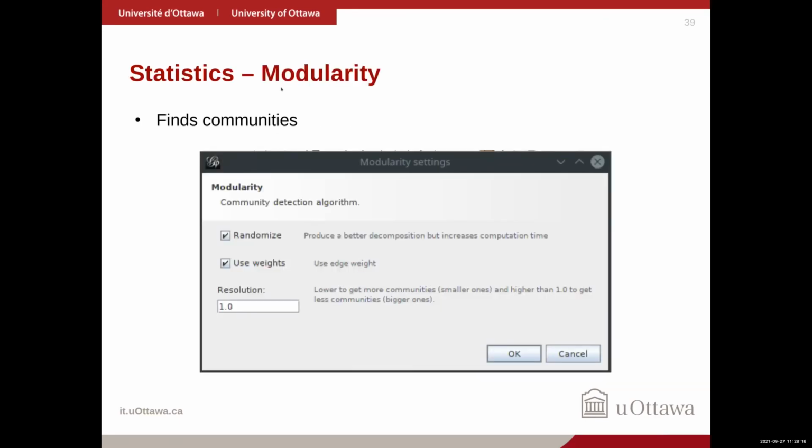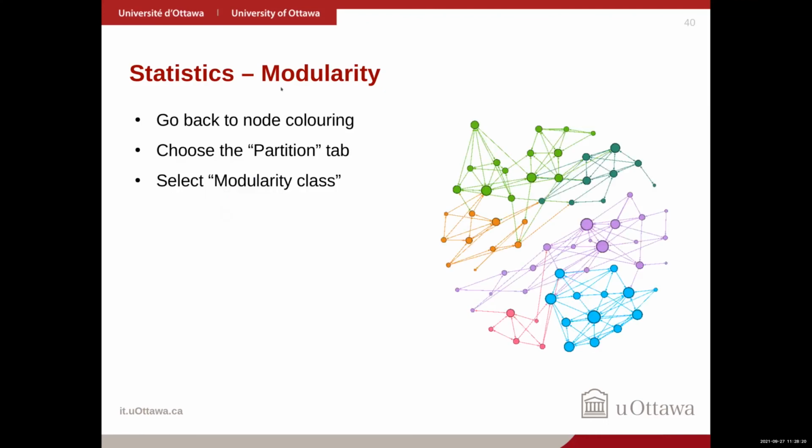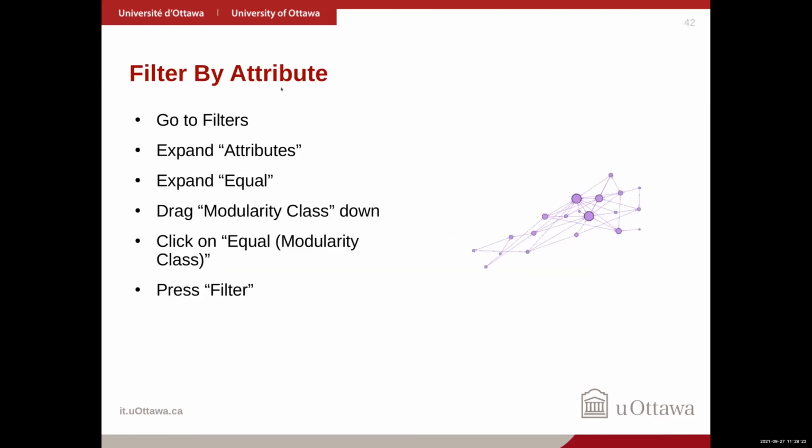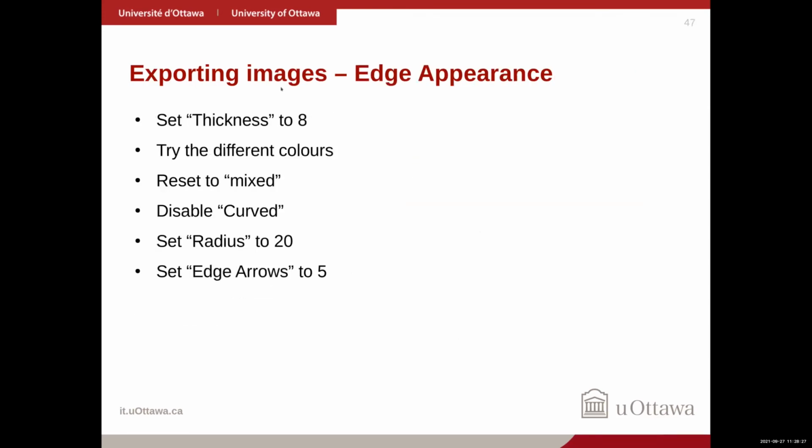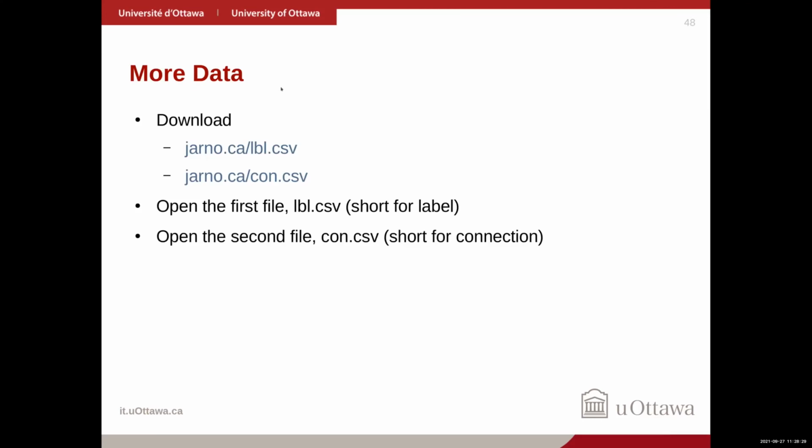There are other statistics like modularity, which is a nice one. It lets you group things together. So I just want you to go through all the slides. I also have some more examples with more data. These are CSV files where the edges are in a different file than the connections. That shows you how to deal with that.